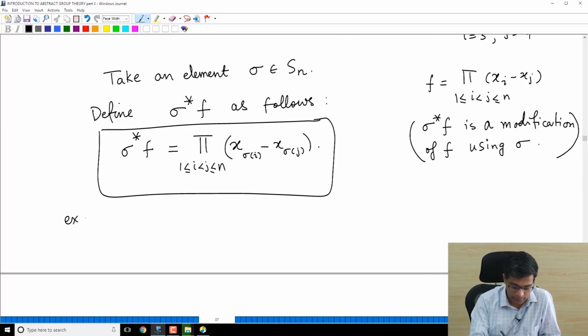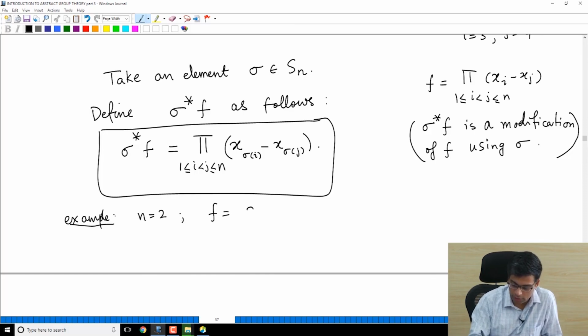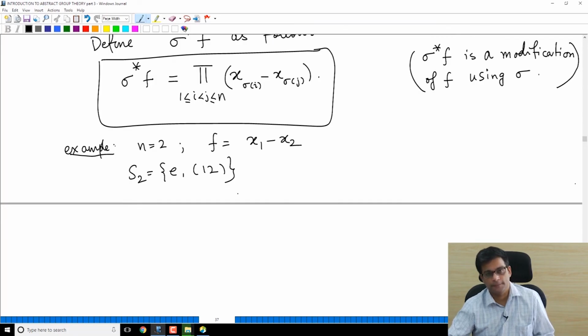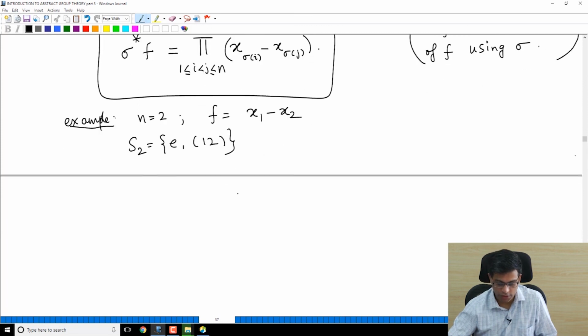So as an example, okay, let's suppose we take 2 variables. So take n equal to 2. Then f is simply x1 minus x2. Now we are dealing with S2, right? So n is 2. S2 is just 2 elements, e and (1 2). This we have seen. The order of S2 is 2 factorial, which is 2. So it's e and (1 2).